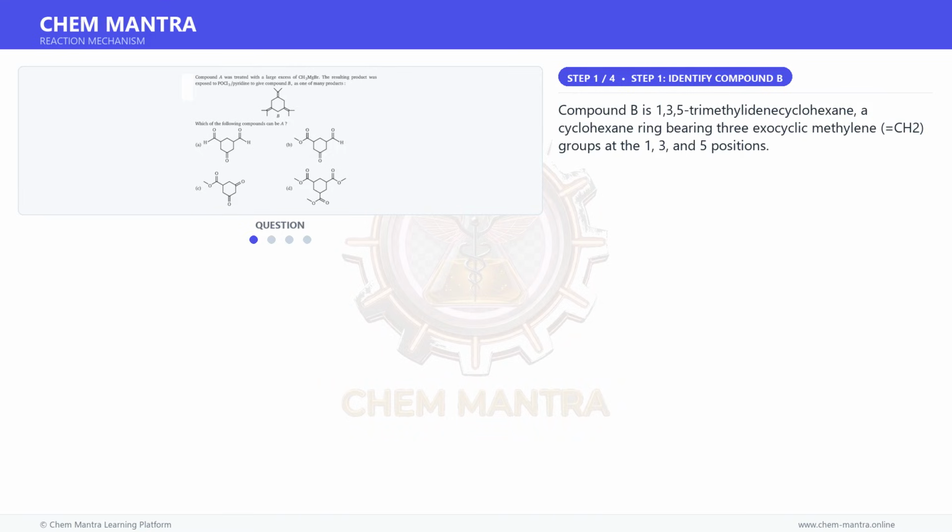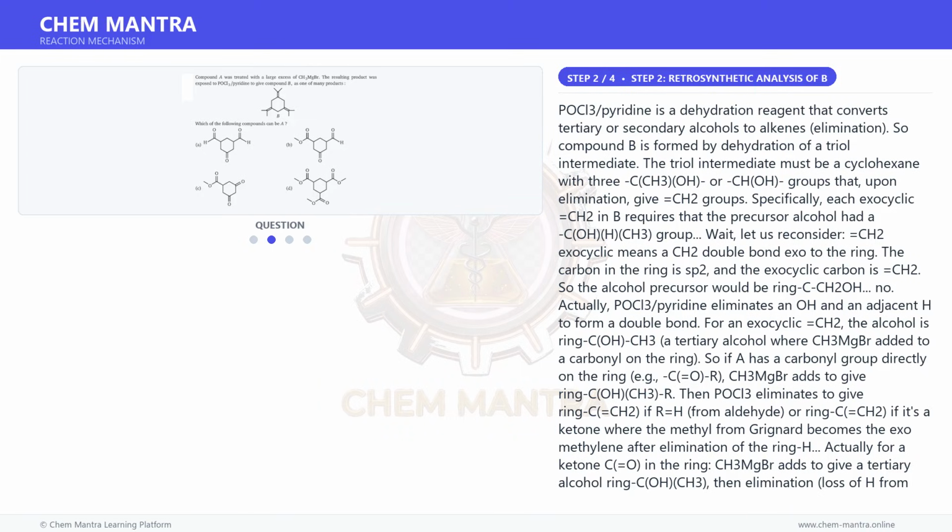1,3,5-trimethylene cyclohexane, a cyclohexane ring bearing 3 exocyclic methylene (=CH2) groups at the 1, 3, and 5 positions. Moving on to the next step. POCl3-pyridine is a dehydration reagent that converts tertiary or secondary alcohols to alkenes by elimination. So compound B is formed by dehydration of a triol intermediate.